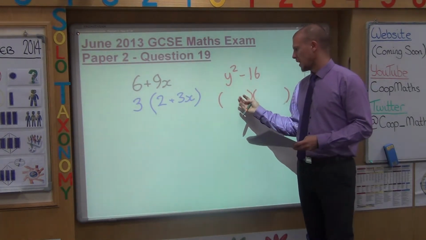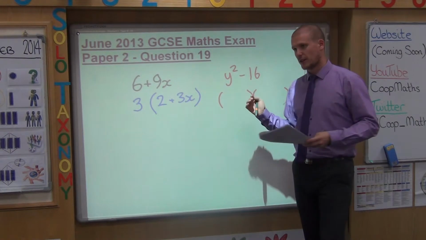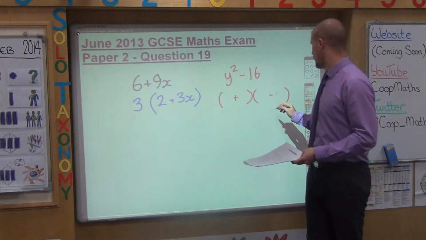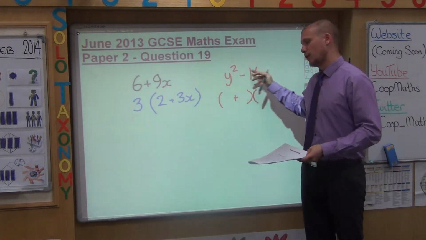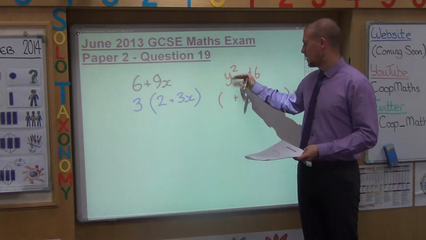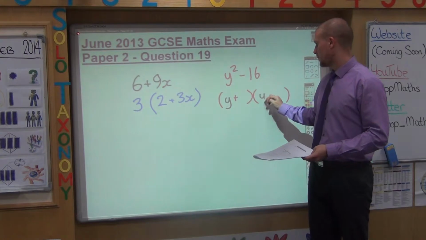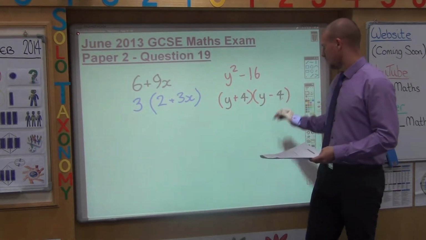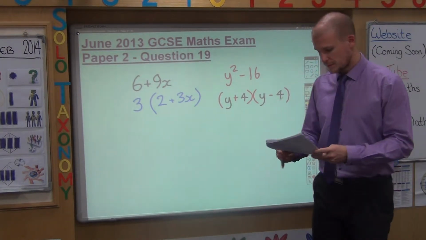As a result, what you have here is that both of these brackets contain the same values, except one is a plus and one is a minus. And those values are the square root of the first term and the square root of the last term. The square root of y squared is y, and the square root of 16 is 4. Y plus 4, y minus 4.